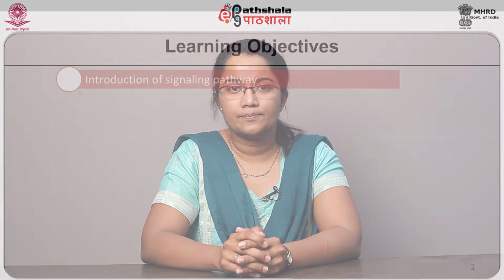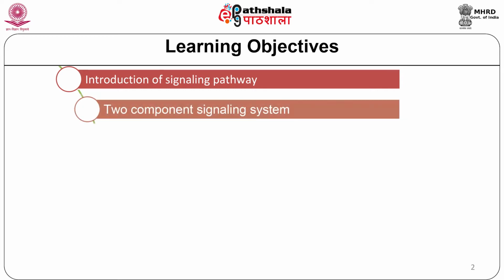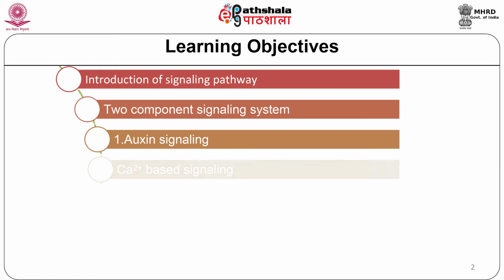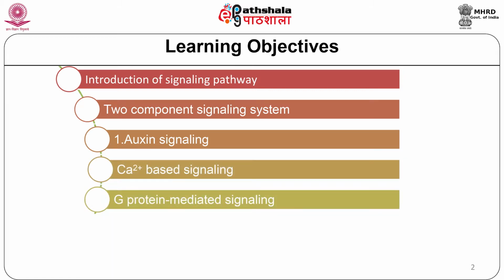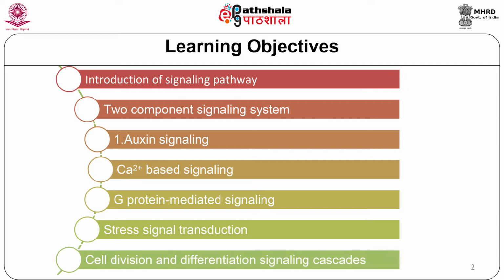The learning objectives of this module are introduction of signaling pathways, two component signaling system, auxin signaling, calcium ion based signaling, G protein mediated signaling, stress signal transduction, and cell division and differentiation signaling cascades.